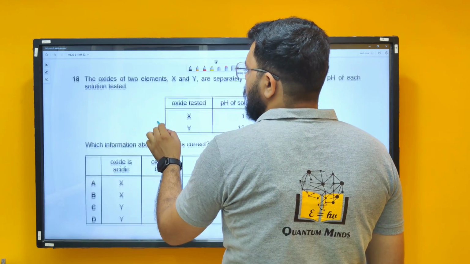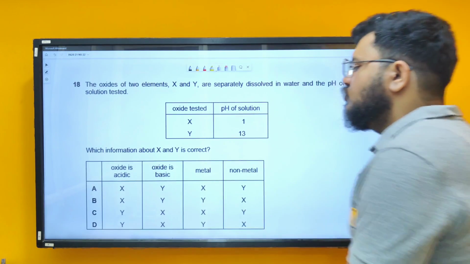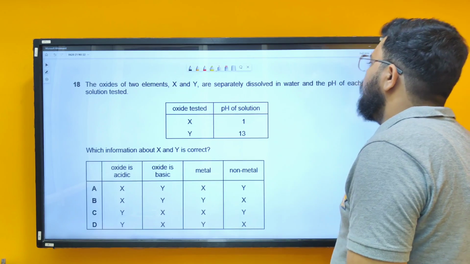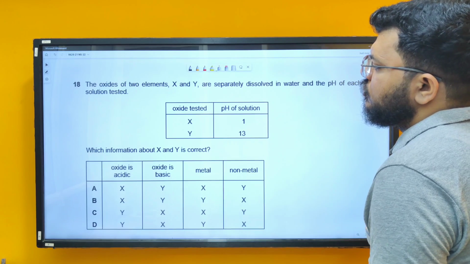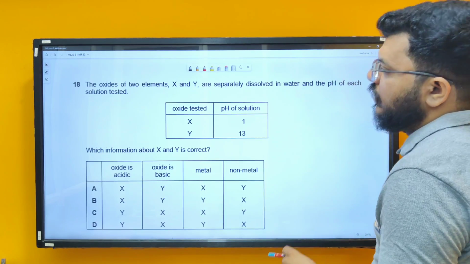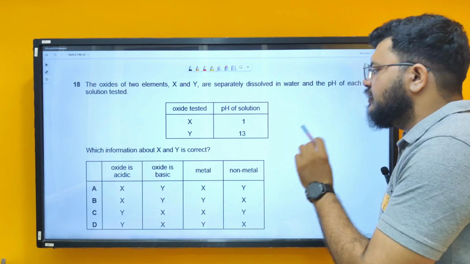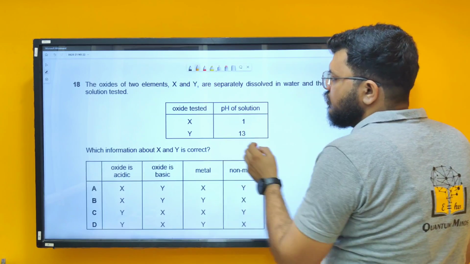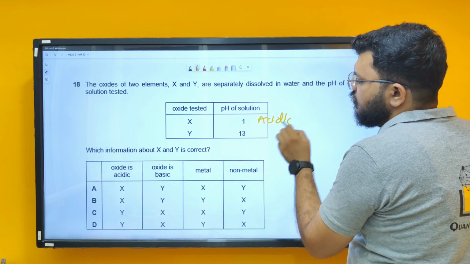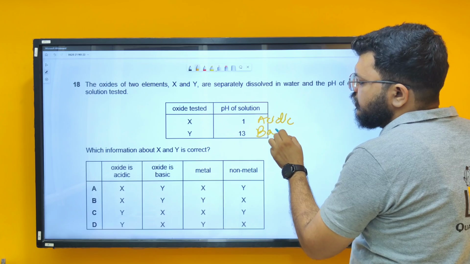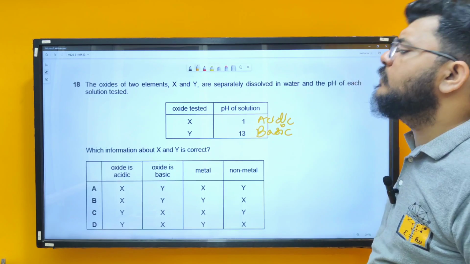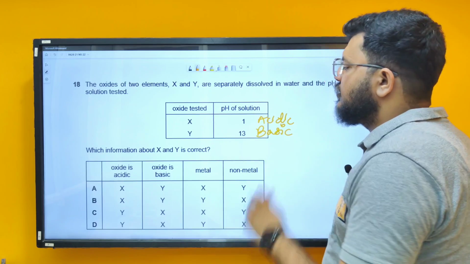Let's look at question number 18. You have oxides of two elements X and Y that are separately dissolved in water and the pH of each solution is tested. Oxide X has a pH of 1. Oxide Y has a pH of 13. So one is an acidic oxide and the other is a basic oxide. Now, which information about X and Y is correct?